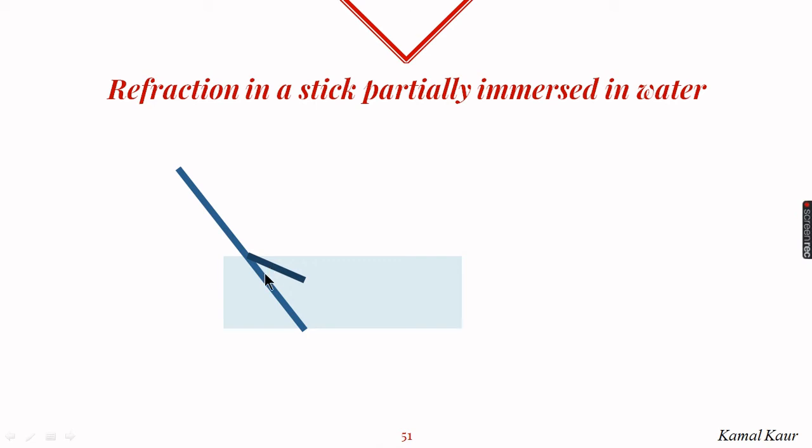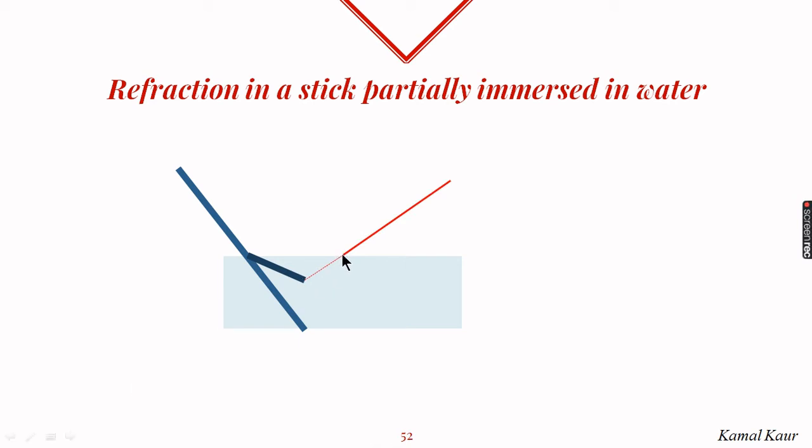Make this angle large, approximately 50 to 60 degrees, and the length of this bent part I have made half of this part which is inside the water. Now we will start a ray of light from this bent part.